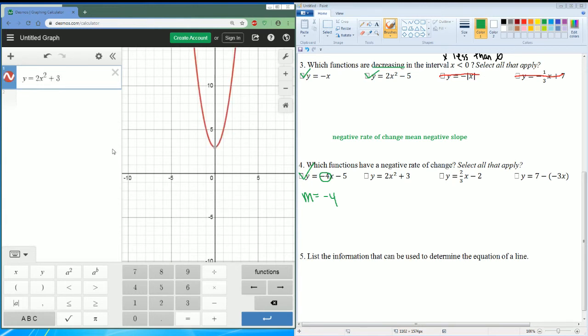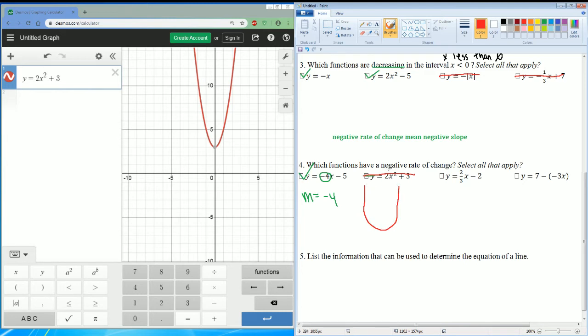Plus 3. And does this one have a negative rate of change? This one makes no sense. Okay, this is a parabola, right? You can't really say it has a negative rate of change. It looks like this is negative, then it goes back up. So you can't really say it has negative rate of change. It has both a negative rate of change and a positive rate of change, depending on what way you look at it. So this one wouldn't work.